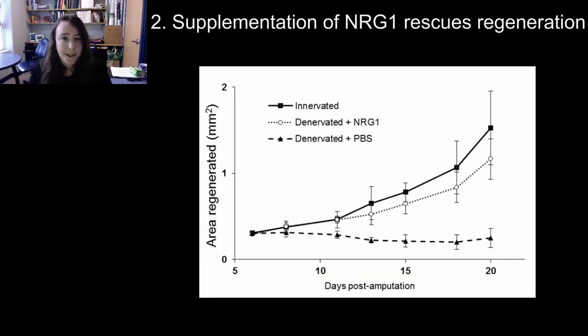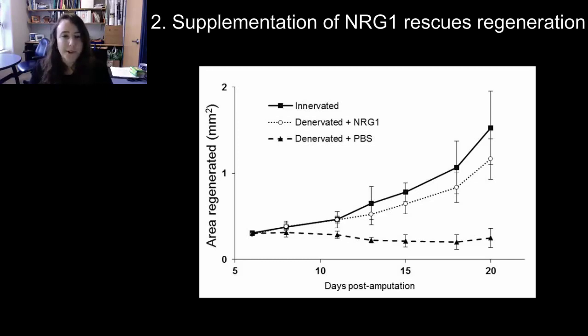And when we quantified these limbs, we were very excited and happy to find that, in fact, these neuregulin-1 treated animals grew quite comparably to the controls, whereas the denervated animals that simply received PBS did not grow at all, as you would expect. So this is a fairly powerful method of getting these limbs to form blastemas and actually regenerate.